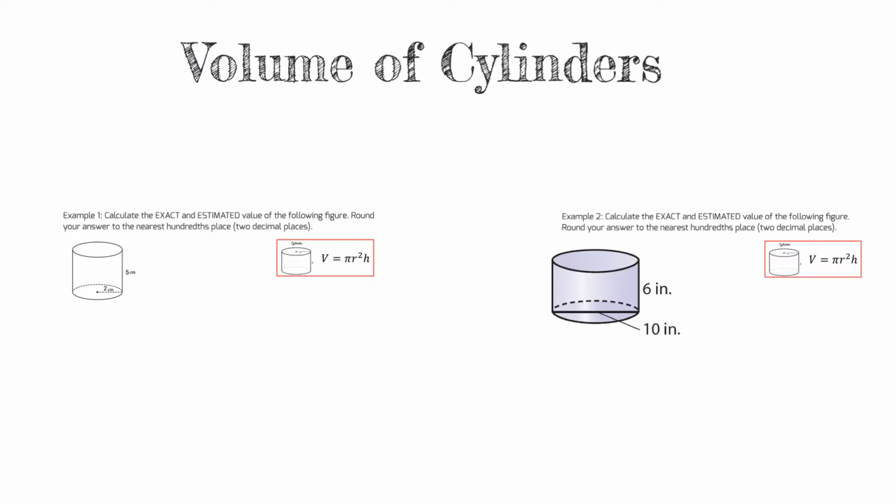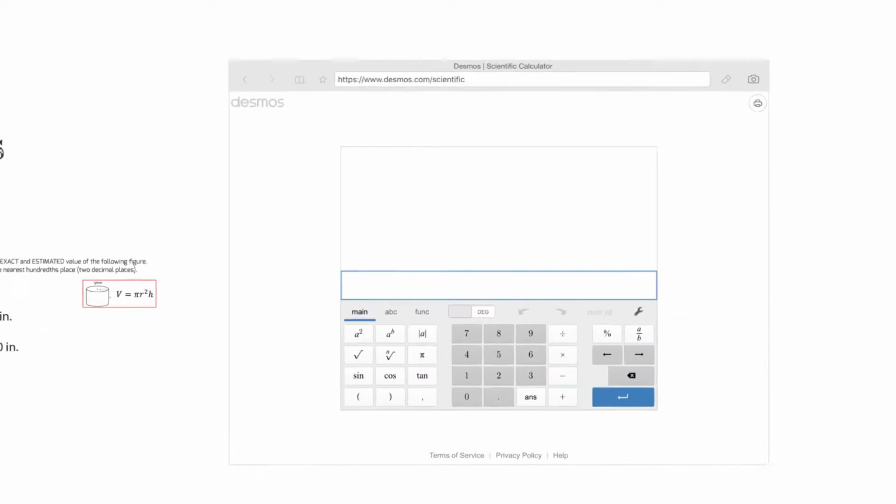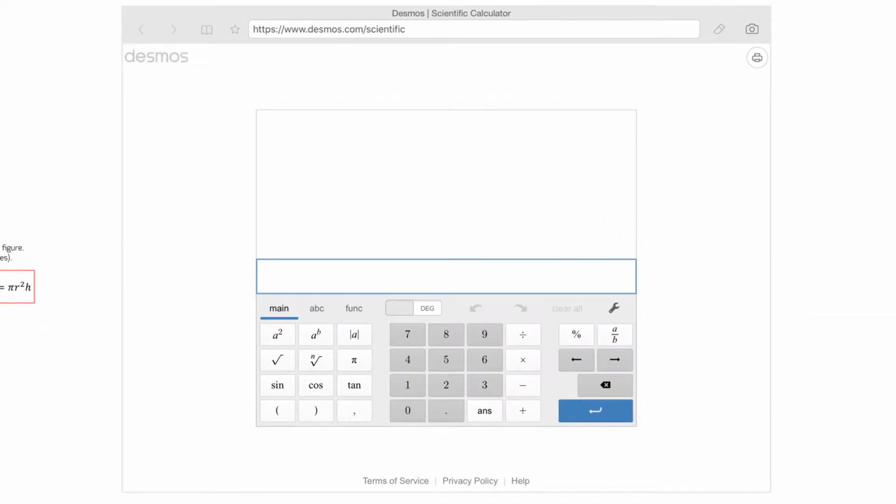Today what we're talking about is calculating the volume of cylinders. Before we get started, what you're going to need is a scientific calculator. The scientific calculator that we're going to be using is a Desmos scientific calculator. I put this link on Google Classroom on my website, or you could just type this into your browser and access this calculator. Okay.